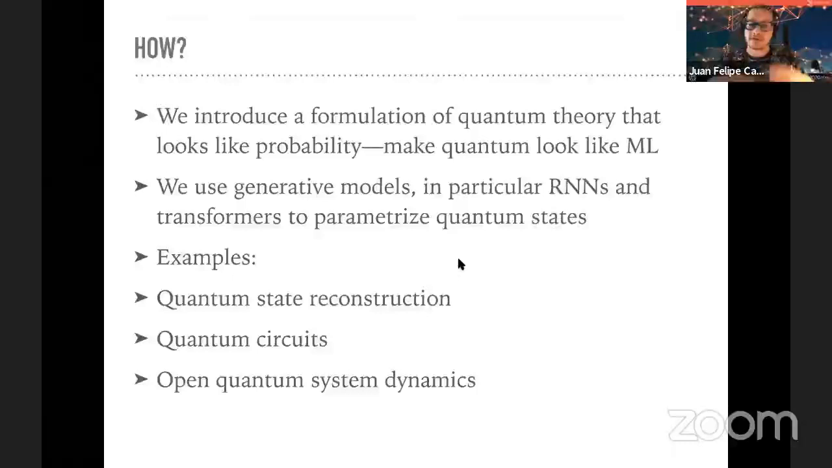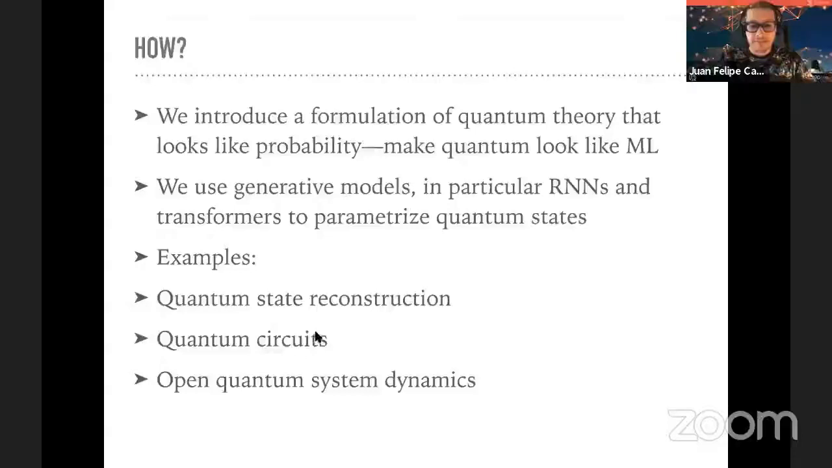And once I motivate that, I'm going to give you a few examples. One is related to quantum state reconstruction, which is an approximate version of quantum state tomography using neural nets. Then I'm going to show you how to formulate time dynamics, or unitary evolution, in terms of probability distributions. And finally, I'll show you numerical, or exploratory, examples of using these models to simulate quantum circuits and open quantum system dynamics. So hopefully I'm going to get through all that.